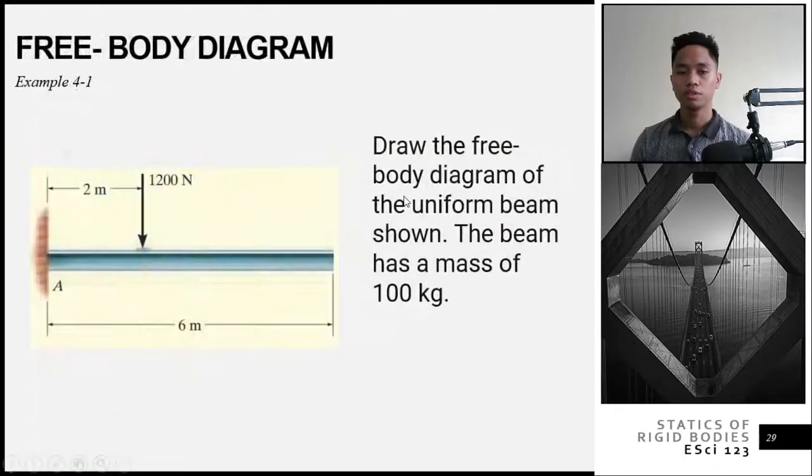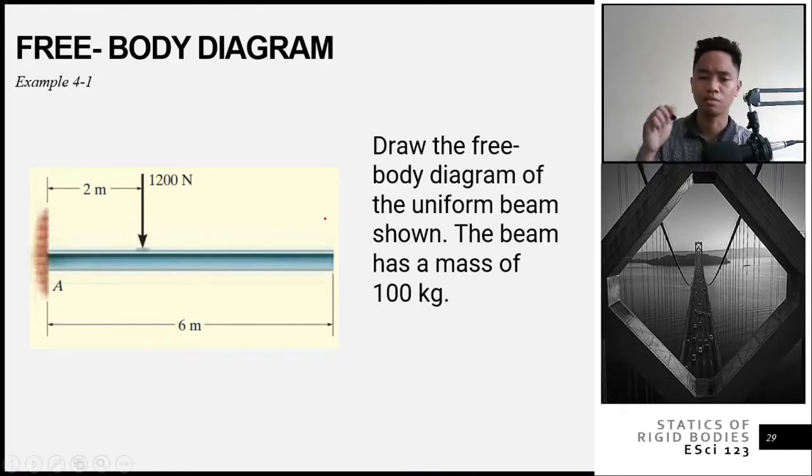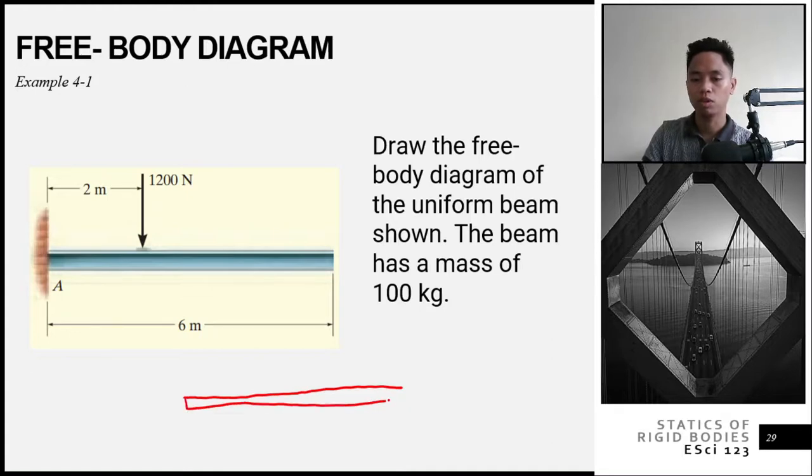Okay. So draw the free body diagram of the uniform beam shown. The beam has a mass of 100 kilograms. So this is a beam which is called a cantilever beam, meaning this is a cantilever beam. This is fixed. Alright? This is fixed. Then this is a free end. It is hanging. So, since this is a free body diagram, we free the beam. We free the beam, since we are going to draw a free body diagram.